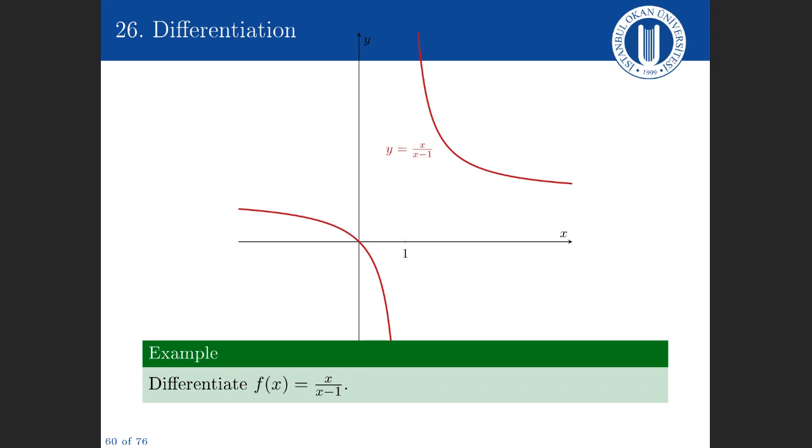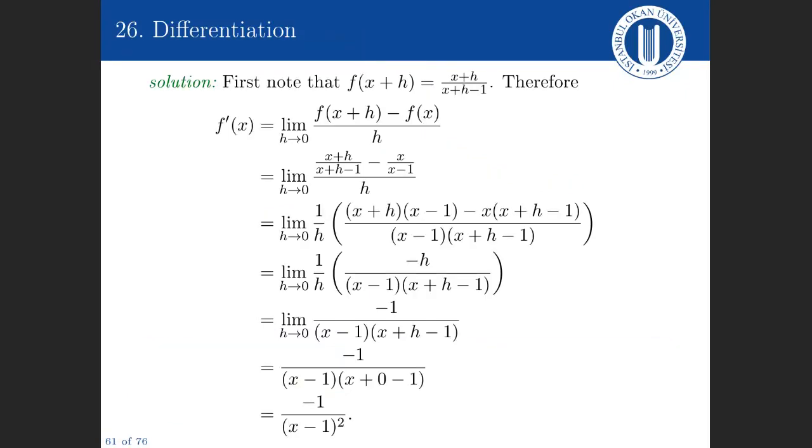Differentiate x divided by x minus 1. Differentiate is another way of saying find the derivative of. We're going to need to use our definition. The derivative of f is equal to a limit. The form is, it's the limit as h tends to 0 of f at x plus h minus f of x divided by h.